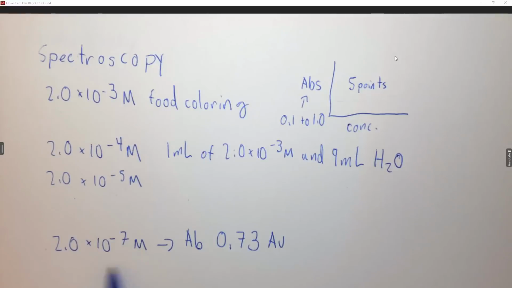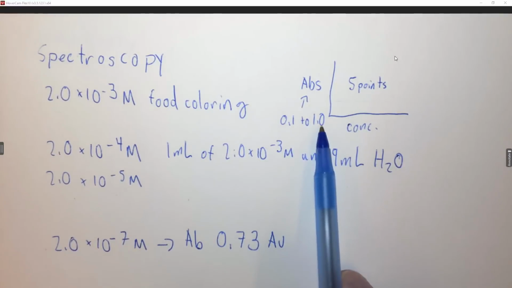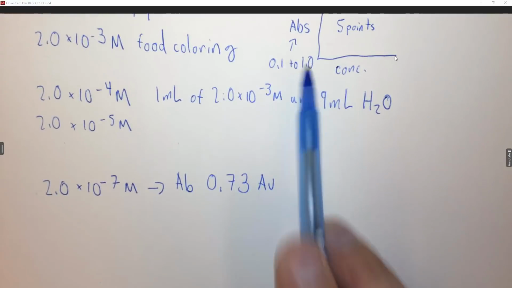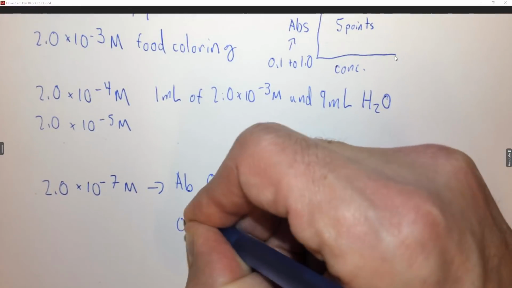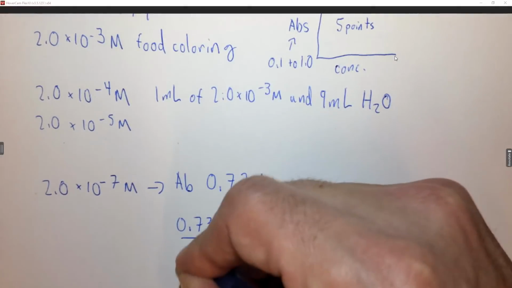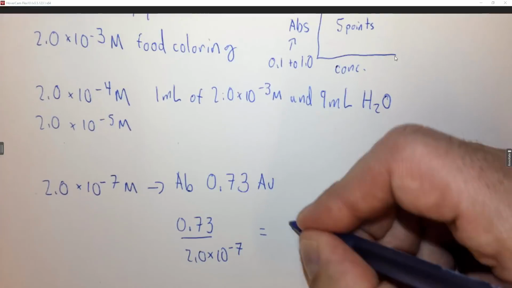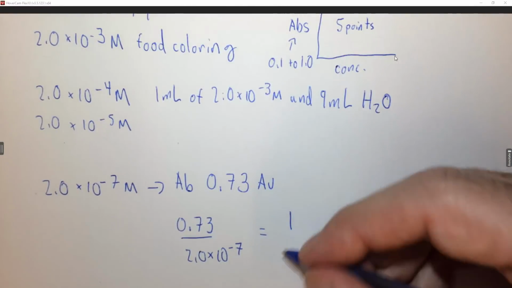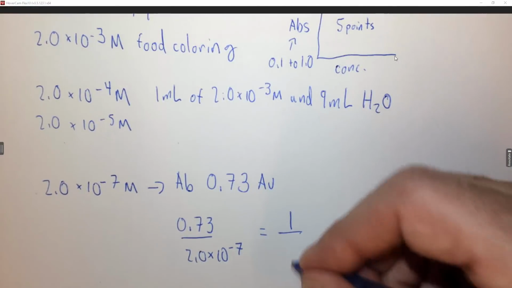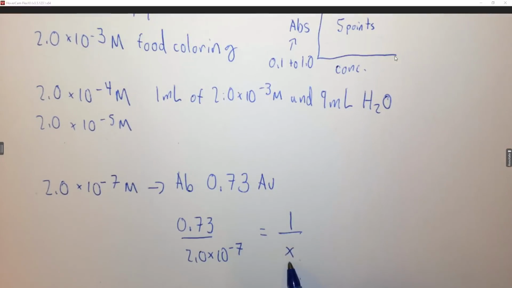Well, what you would want to do is a proportionality to figure out what concentration will give you an absorbance of 1. And to do that, all you have to do is take 0.73 is to 2 times 10 to the minus 7 as 1, the absorbance that you want, is to X, the concentration that you want.